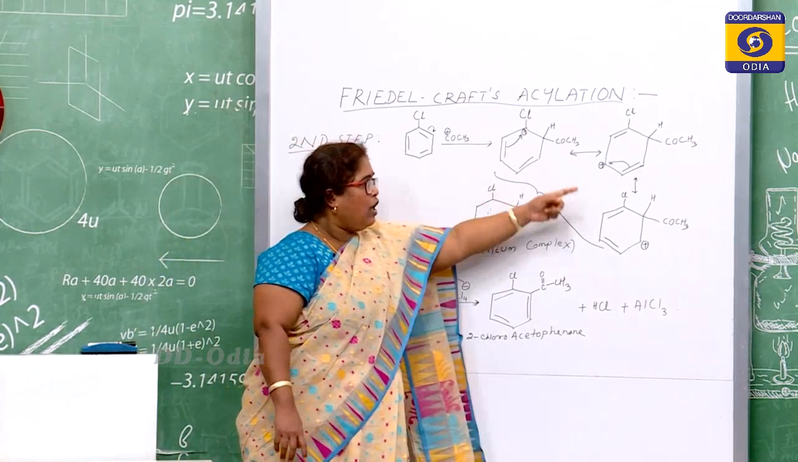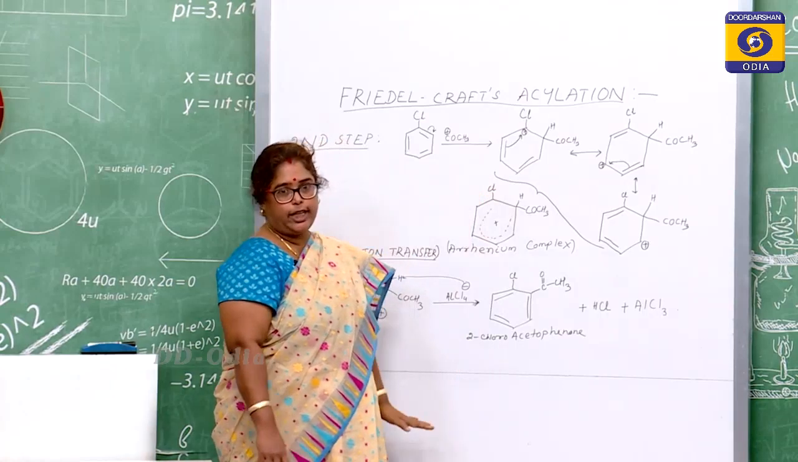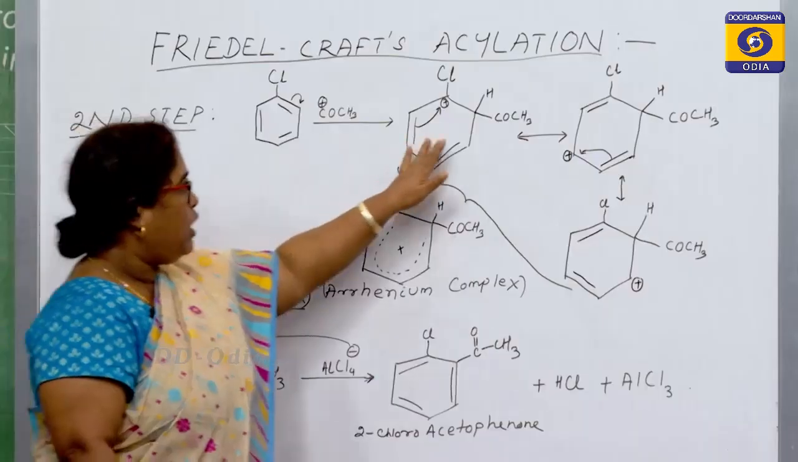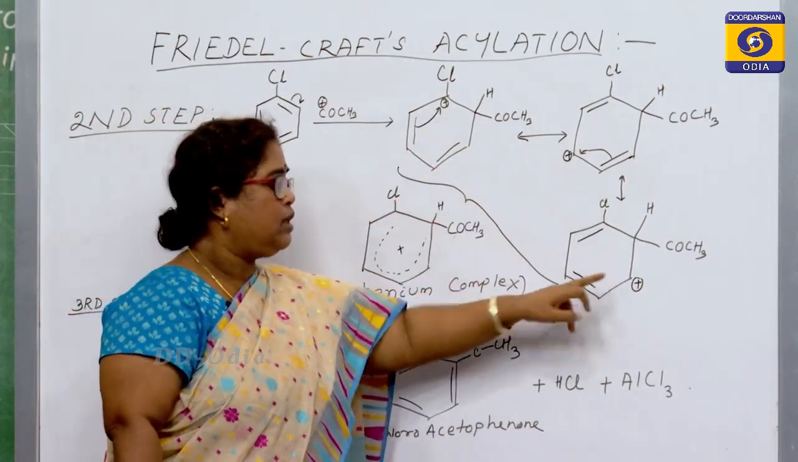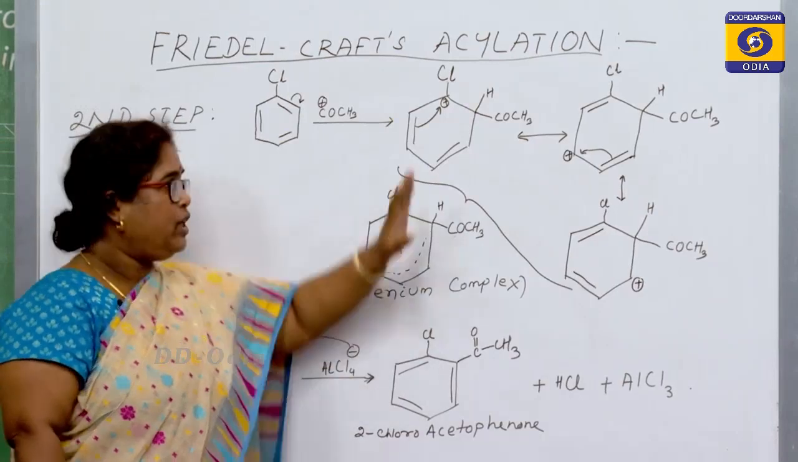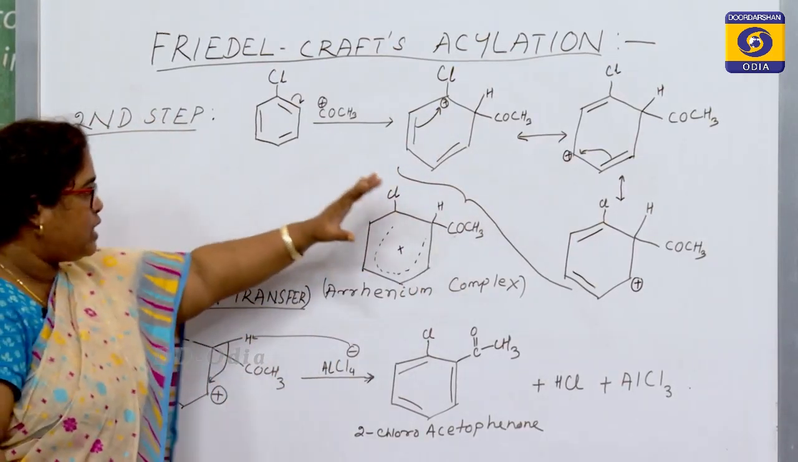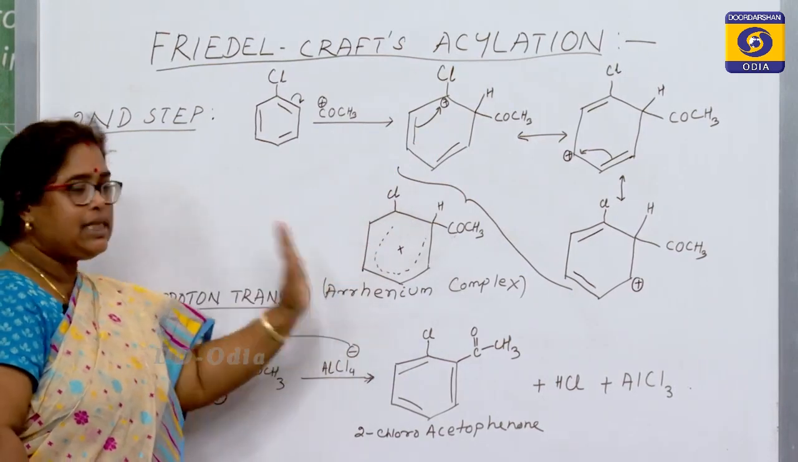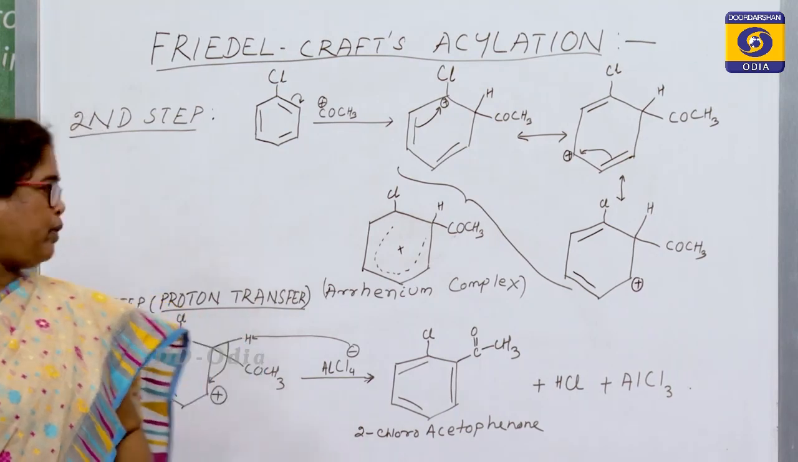And in all these three structures, I had shown by the resonating structures that the plus charge goes from one place to another, which we call resonance stabilized, and this complex formed is known as arenium complex, as we had also discussed before.